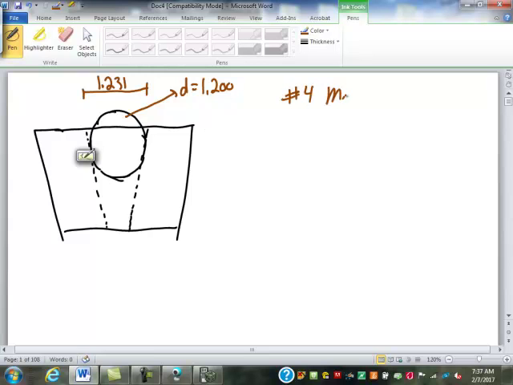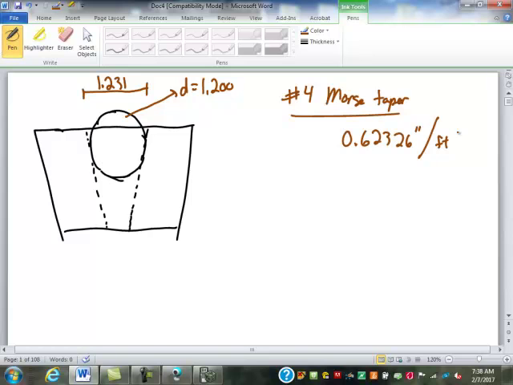The number 4 Morse taper is defined to be 0.62326 inches per foot of taper. So that's saying in every foot, the diameter will reduce 0.62326.